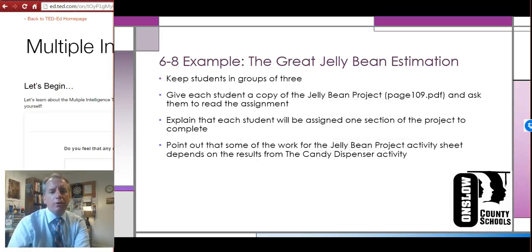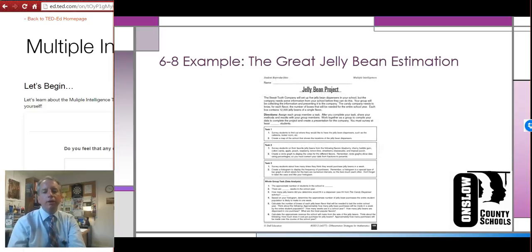So they're going to remain in their groups of 3. They're going to get the jelly bean project as the next step. Again, this is certainly going to happen, I would think, over at least 2 class periods, if not more. And then they're going to read over the assignment. Each kid in that group is going to get 1 section of the project to complete. Some of this part of the project goes back to that first candy dispenser activity, so they have to have done the candy dispenser activity first. You can see here they have 3 different tasks, and each one kind of lends itself towards a different type of learner.